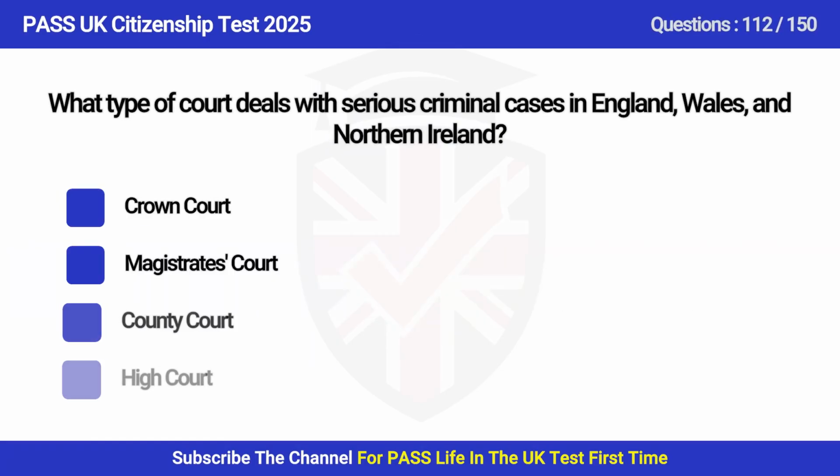Question 112. What type of court deals with serious criminal cases in England, Wales and Northern Ireland? A. Crown Court. B. Magistrates' Court. C. County Court. D. High Court.